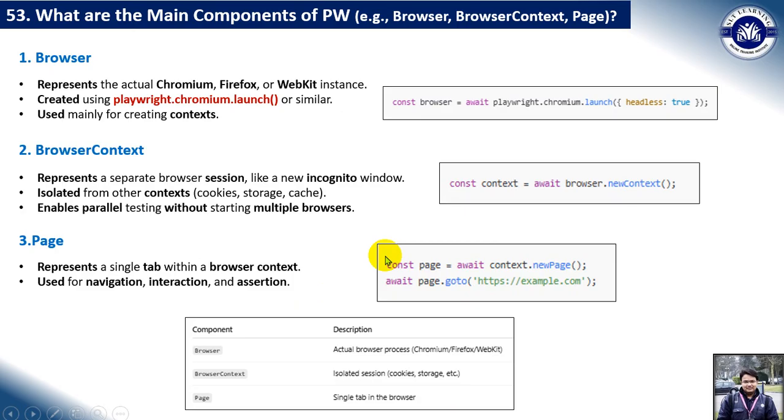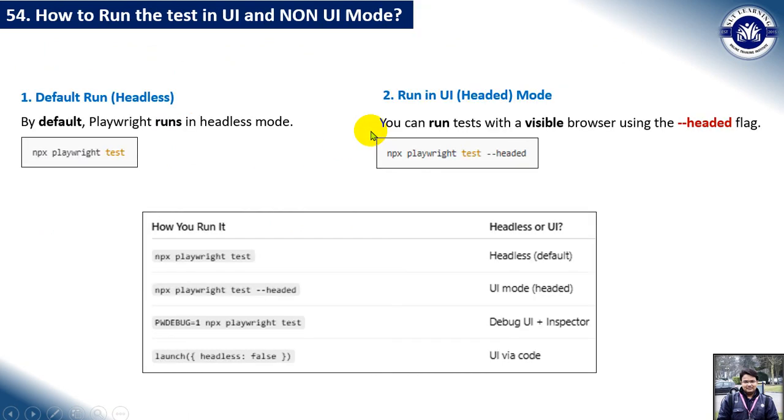Okay, so this is what you always need to make sure of when you answer about the key components: what is a browser, what is a browser context, or what is a page. They might ask you what the difference between these three is. So based on that you can filter your answer and answer accordingly in your interview question.